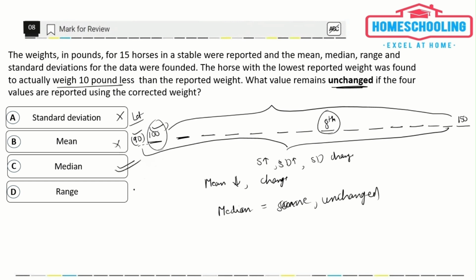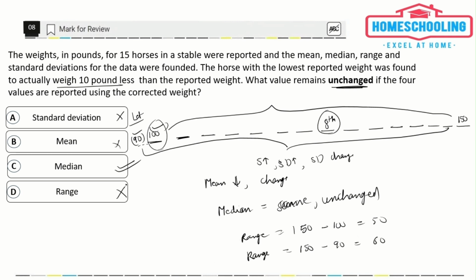Now let's also find out the range. Previously, the range was: the highest weight of the horse was 150 and the lowest was 100, so this is 50. But after the wrong reporting, the lowest weight horse was 90. So what's going to change here? The range is going to become 60. So range is also changing.